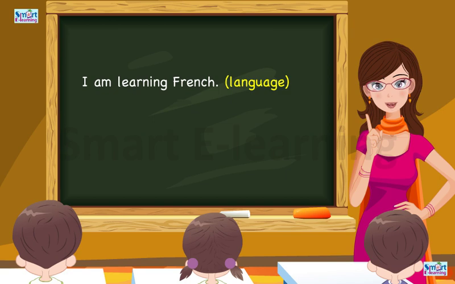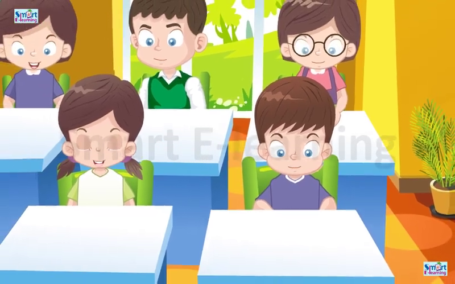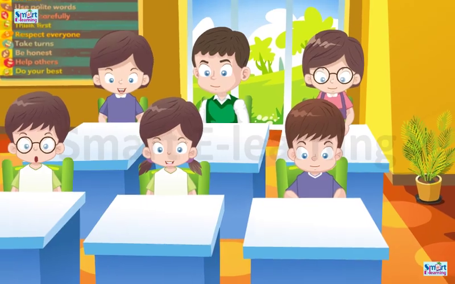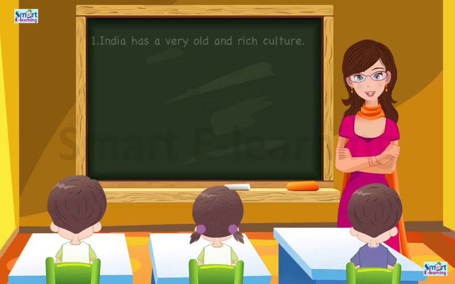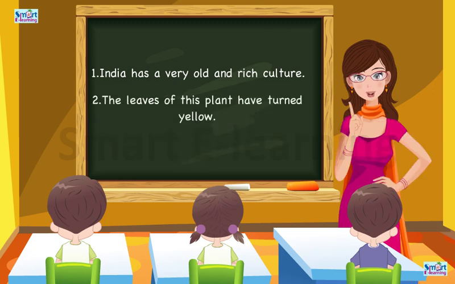Before the names of languages, subjects, public places, games, diseases and meals at definite times. I am learning French, language. She doesn't like physics, subject. Before the names of nations, colors, festivals, states, cities. India has a very old and rich culture. The leaves of this plant have turned yellow.